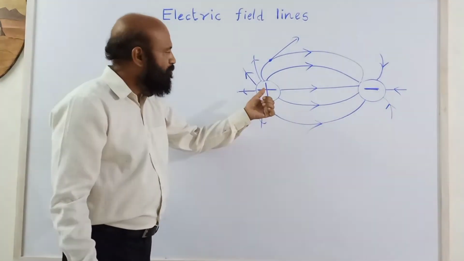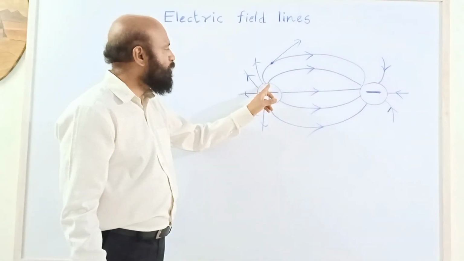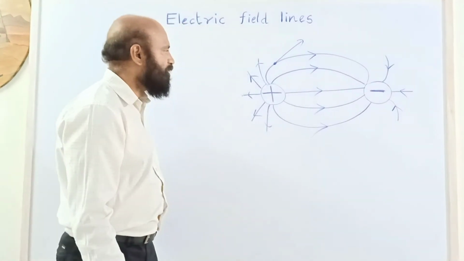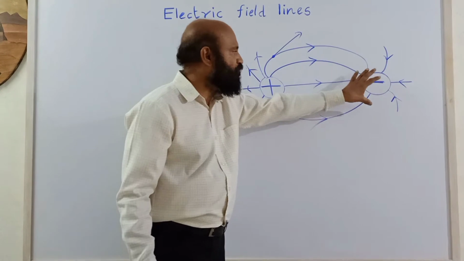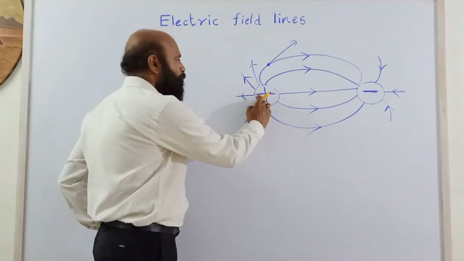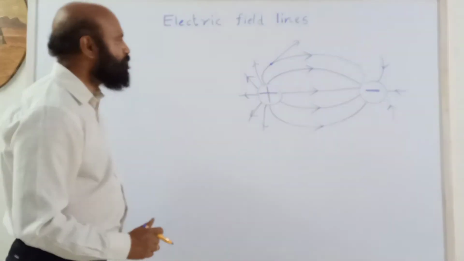Now both are there, positive charge and negative charge. So electric field lines will start from the positive charge and end at the negative charge. So this is the electric field lines when both the positive charge and negative charge are present. It will start from the positive charge and terminate at the negative charge.